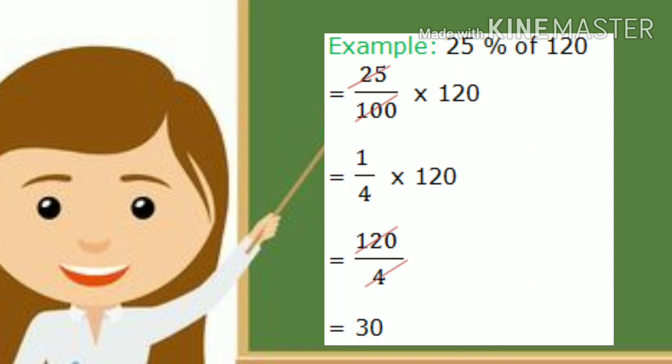1/4 into 120. Now numerator we will multiply. So we will get 120 into 1 is equal to 120 and in denominator there is 4. Finally 120 by 4 and we will get the answer as 30 when we will divide 120 by 4. So note down this also in your notebook.